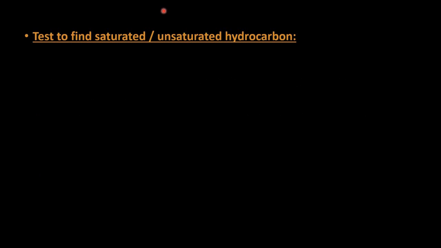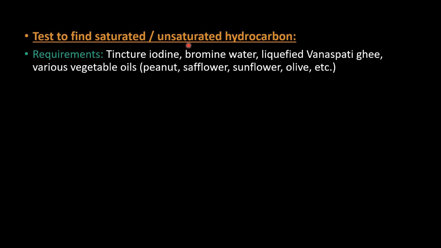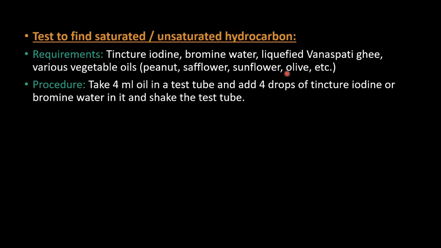Using this tincture iodine or bromine, let us see how to test and find saturated or unsaturated hydrocarbon. What we require for this experiment are either tincture iodine or bromine water. We take liquefied vanaspati ghee, because vanaspati ghee is of solid state. If we want to do that experiment, it is better to heat it up and take it in a liquefied form. Along with it, we need various vegetable oils like peanut, safflower, sunflower, and olive oil, etc.